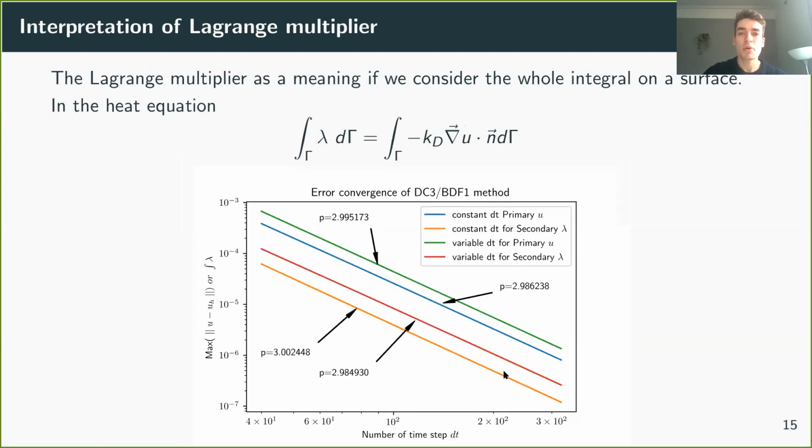But we need to think about what it represents. In fact, the Lagrange multiplier in our situation is considered as the heat flux. So we don't measure the L2 norm of the Lagrange multiplier. It makes sense to measure the integral. And like that, we can see that we have the good order of convergence.